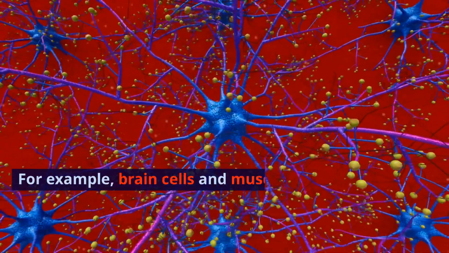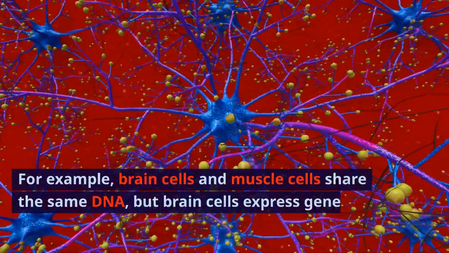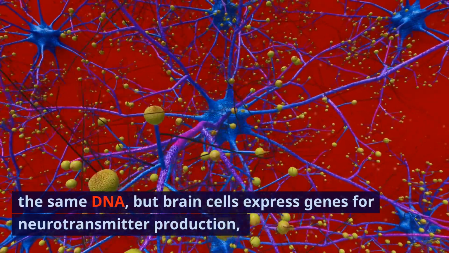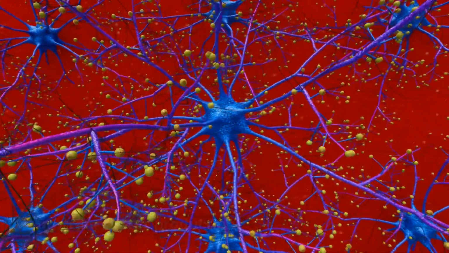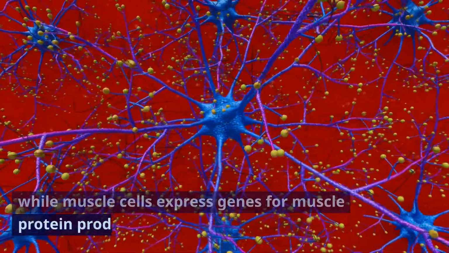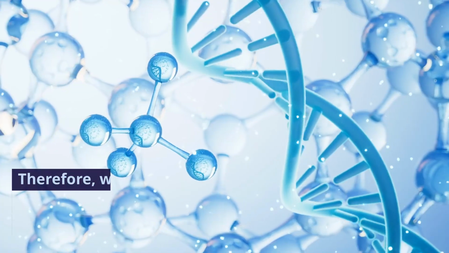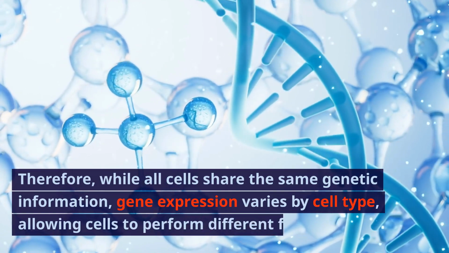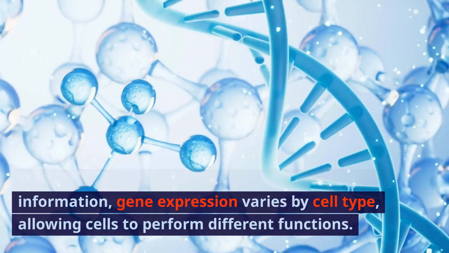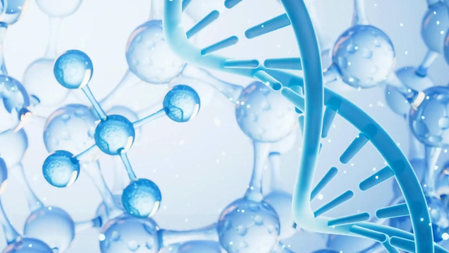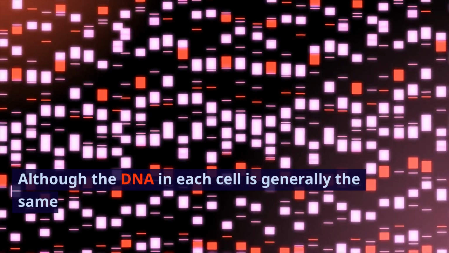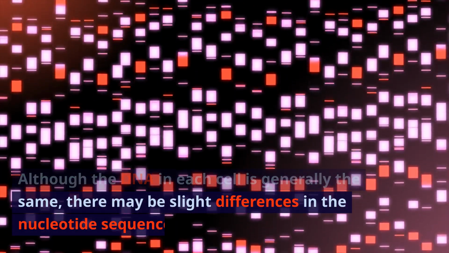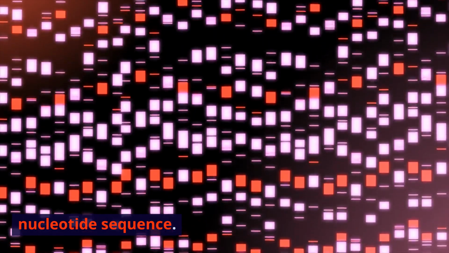For example, brain cells and muscle cells share the same DNA, but brain cells express genes for neurotransmitter production, while muscle cells express genes for muscle protein production. Therefore, while all cells share the same genetic information, gene expression varies by cell type, allowing cells to perform different functions. Although the DNA in each cell is generally the same, there may be slight differences in the nucleotide sequence.